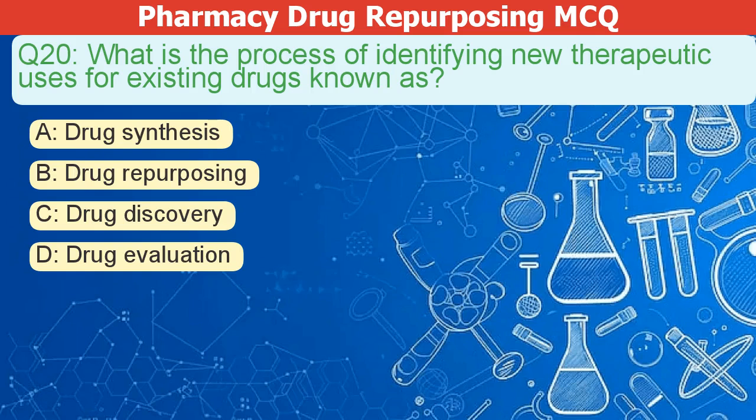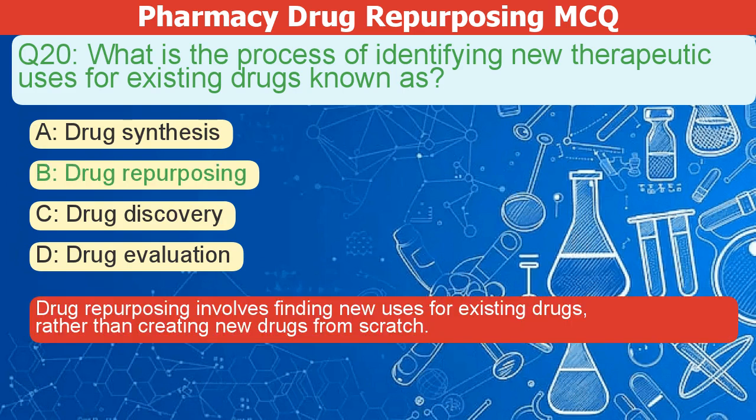What is the process of identifying new therapeutic uses for existing drugs known as? A. Drug synthesis. B. Drug repurposing. C. Drug discovery. D. Drug evaluation. The correct answer is B. Drug repurposing involves finding new uses for existing drugs, rather than creating new drugs from scratch.